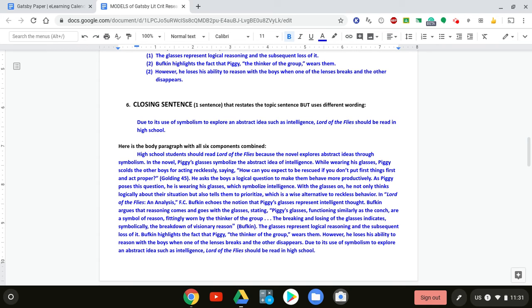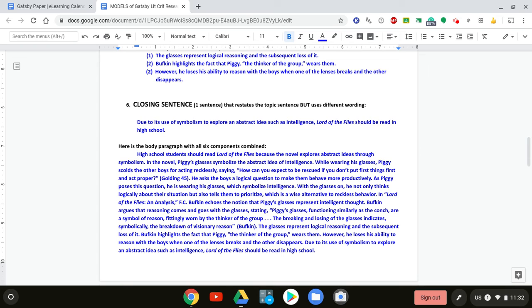He asks the boys a logical question to make them behave more productively. As Piggy poses this question, he is wearing his glasses, which symbolize intelligence. With the glasses on, he not only thinks logically about their situation, but also tells them to prioritize, which is a wise alternative to reckless behavior.